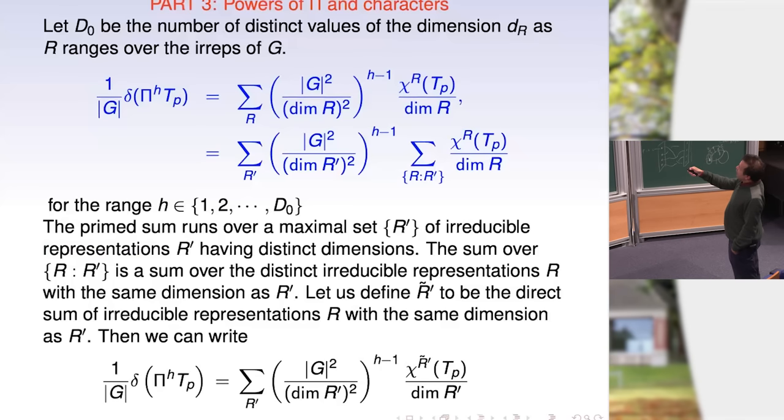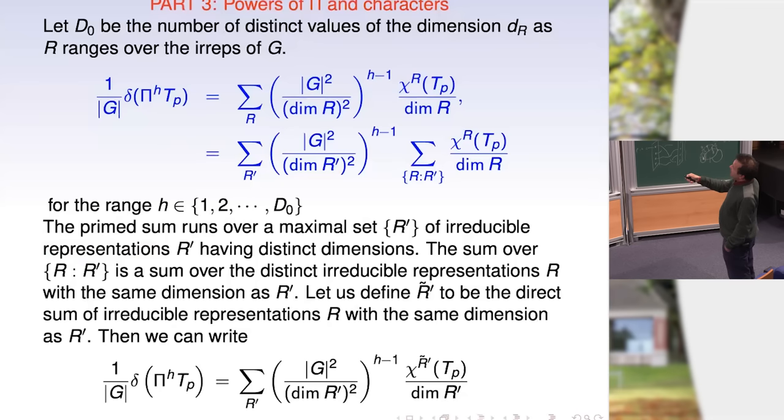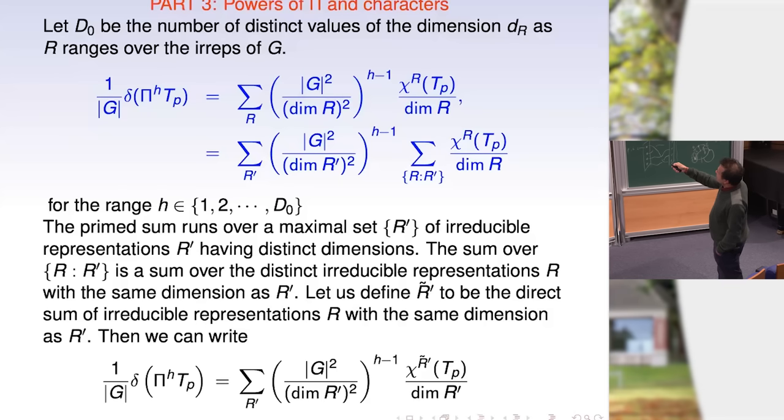So let d0 be the number of distinct values of the dimension, as R is ranging over the irreps. Now look at this partition function, with one boundary and any number of handles. That's just the normalized character that I talked about before. Sorry, I changed notation here for you. D sub R and D bar are the same thing. So anyways, G square over DR square, power H minus 1, and then you have these guys.